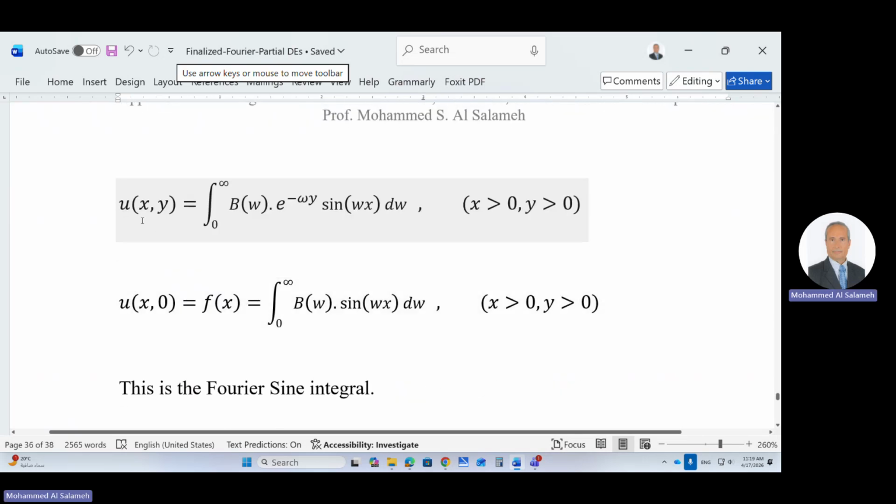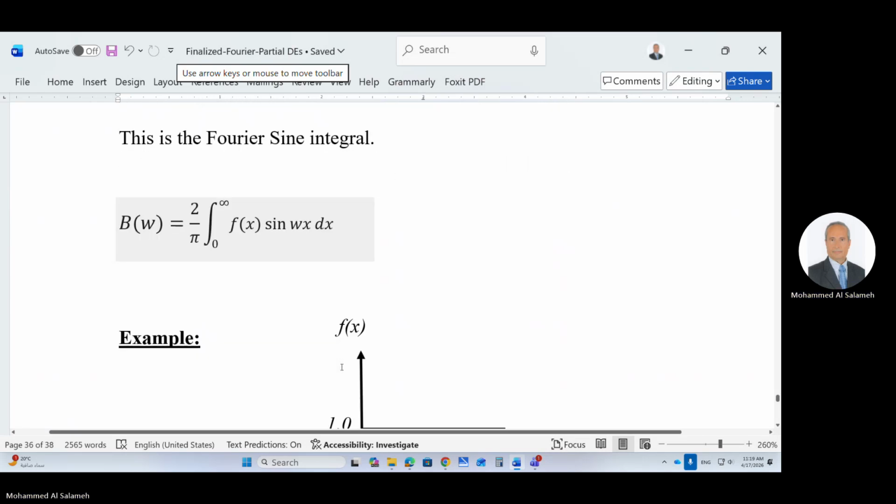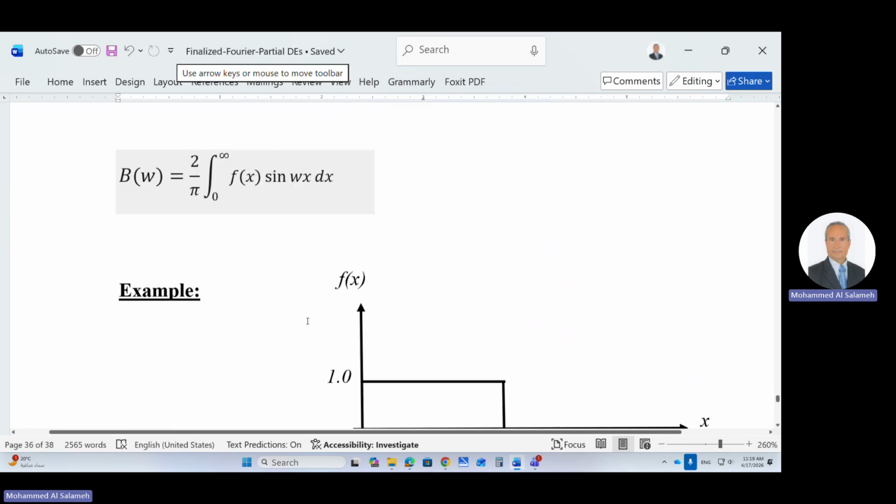Now, if you put the boundary condition, u at y equals 0, which is the source at the x-axis, when y equals 0 it is the given function f of x, integration from 0 to infinity of b of omega sine omega x d omega. This is the Fourier sine integral, of course, and b of omega is given from the above equations where we derived the Fourier transform or Fourier integral. b of omega is equal to 2 over pi integration from 0 to infinity f of x sine omega x dx. The problem is finished because we found the solution and we found the constant.